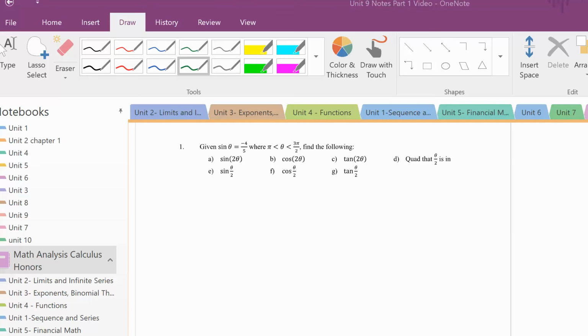Welcome to part 2 of the Unit 9 notes, part 1. Here we're just going to do some examples with the sum and difference and the double angle formulas.